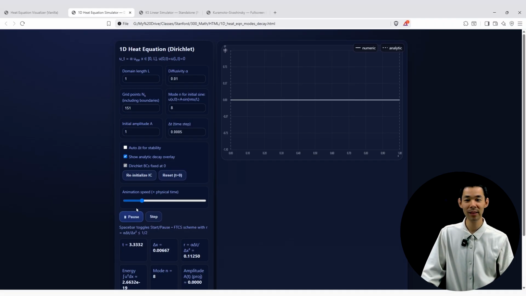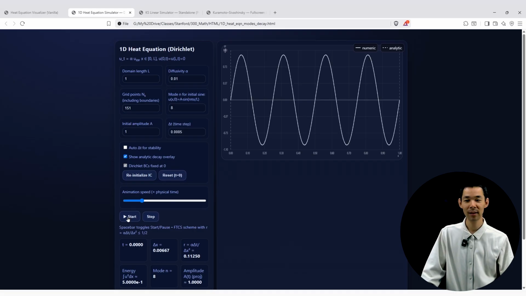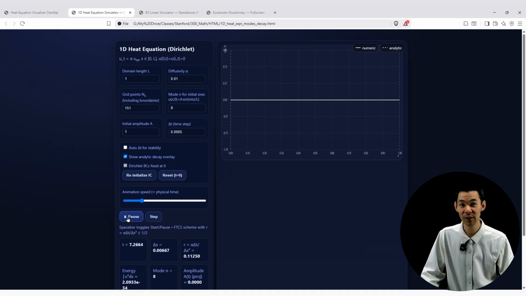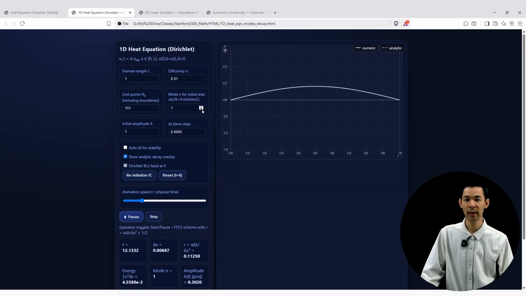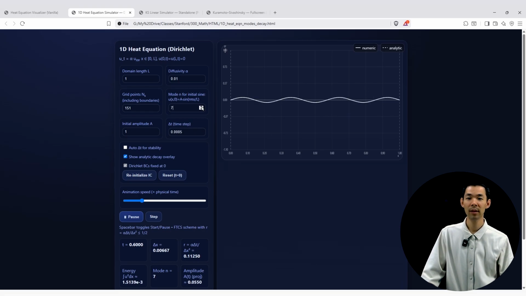I click it, immediately it dampens. Reset. Go. It's really fast. Again, comparison, let's go to lower mode. You could already see it's slower. Mode of 2, that's really slow. Look at that. Mode of 1, it's decaying very slowly. A little faster, even faster, much faster. It's scaling as k squared.